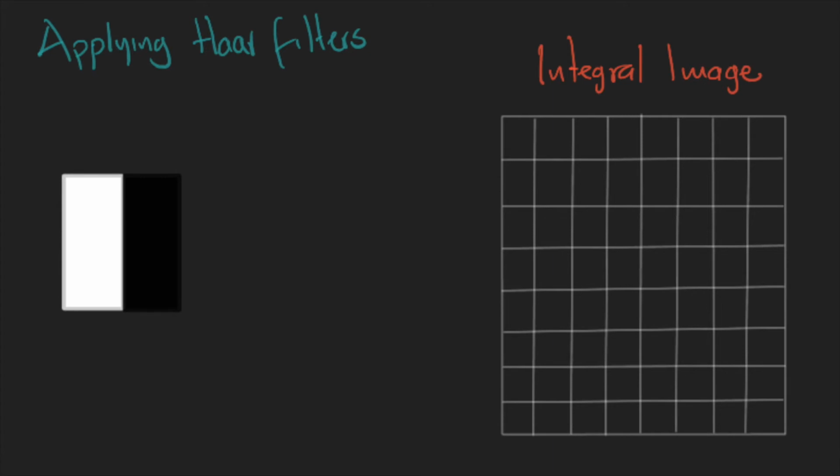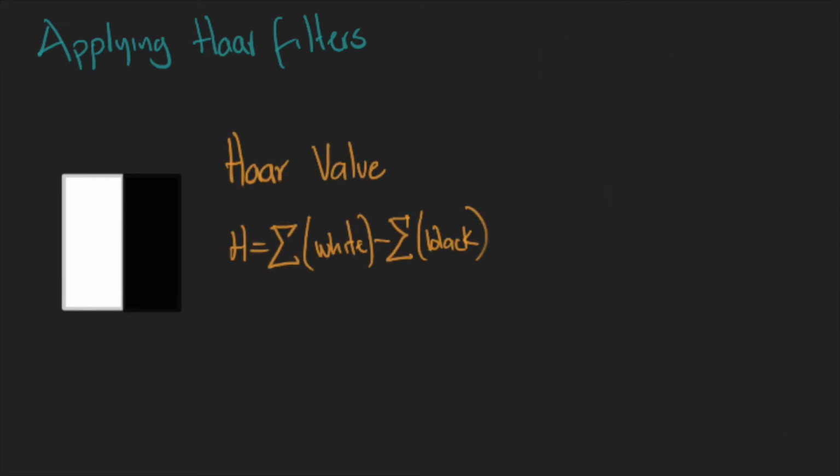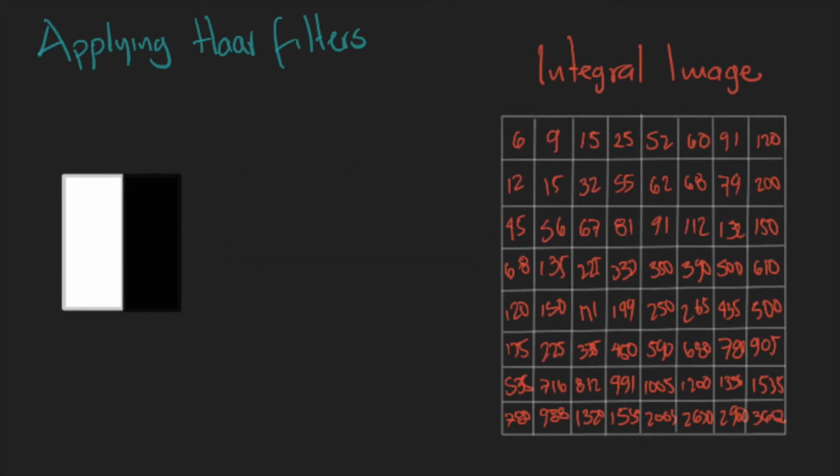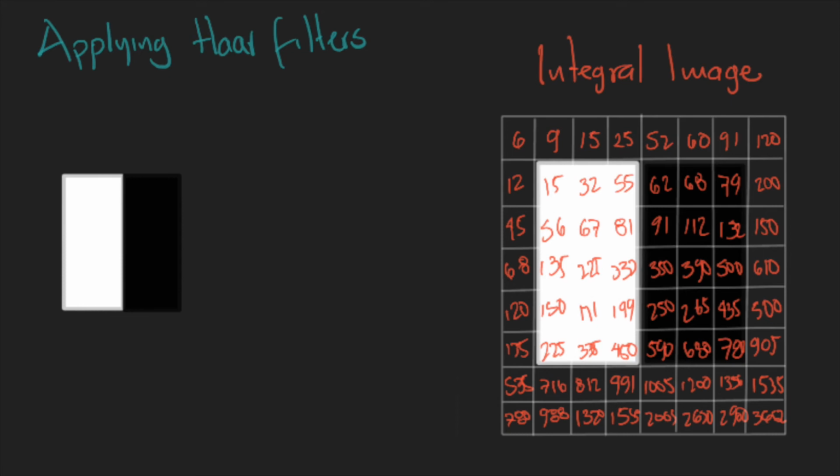So it will give a high value when we place it over a vertical edge. The white part corresponds to 1 and the black part corresponds to -1. So basically, we need to sum all the pixels within the white area and subtract all the pixels in the black area. And here is where the integral image is useful, because let's say that we want to sum all the pixels in this rectangle.